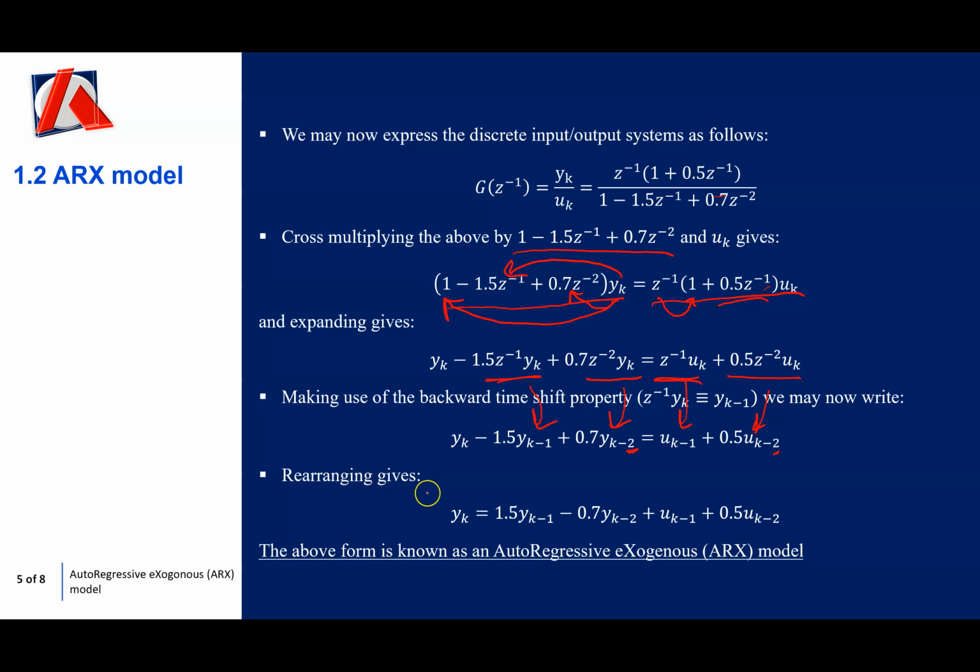Rearranging, because what we want to do is make y of k the subject, you'll see y of k is equal to, because I've just moved that over to the other side, so plus that, and that becomes a plus here. Move that over to the side, so plus that, take away that, and then that's obviously plus, now that's negative, and these are as they were before. And this form is known as the AutoRegressive eXogenous model, or the ARX model. So this form here.